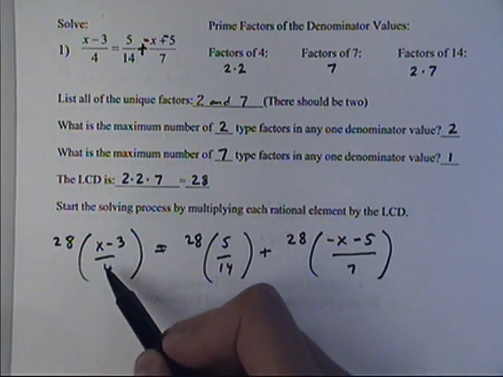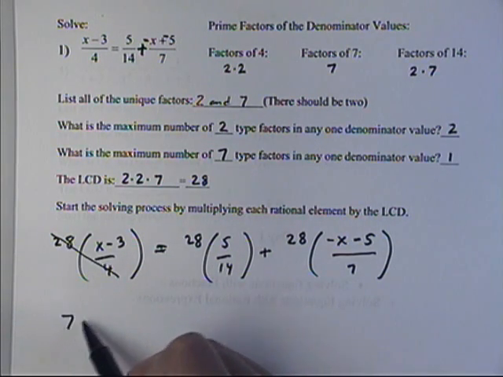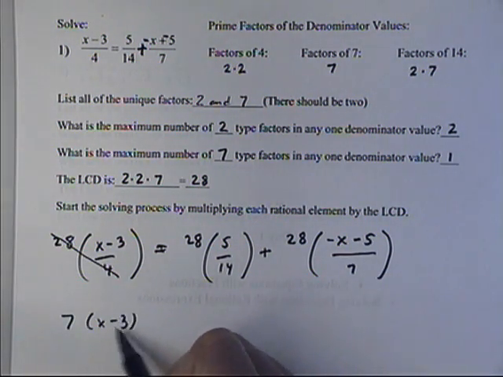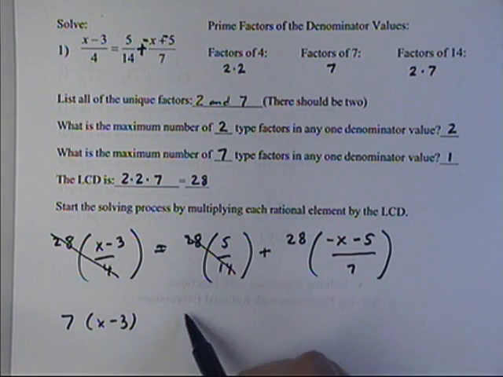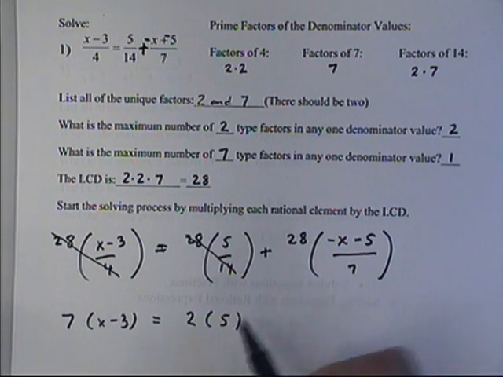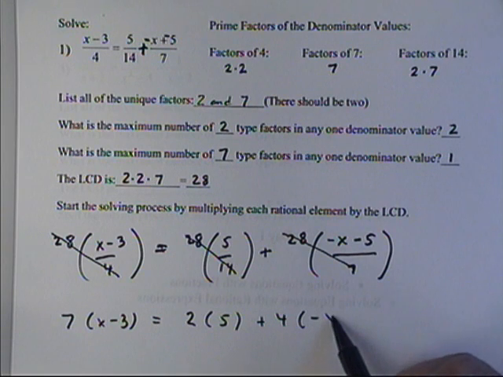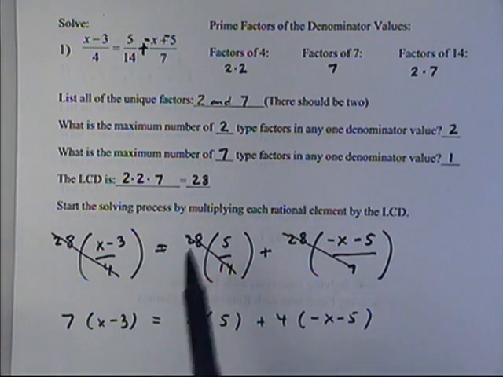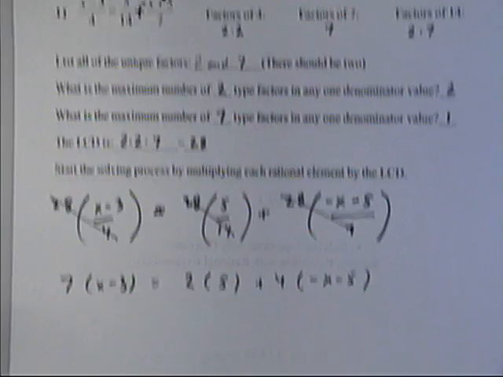Okay, so what happens here? 4 divides into 28 7 times. I'm not canceling, I'm dividing here. 14 goes into 28 2 times. And 7 goes into 28 4 times. So I've simply divided in each case by the denominator into 28. The rest of this is just solving the equation.